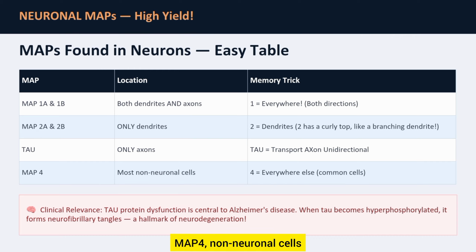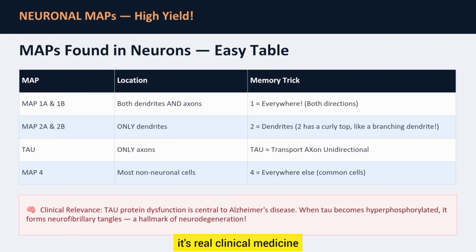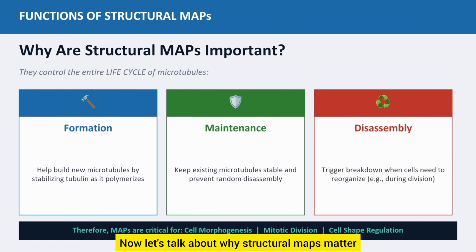MAP 4, non-neuronal cells. And one very important clinical point: tau is directly linked to Alzheimer's disease. When tau protein becomes abnormally phosphorylated, it forms neurofibrillary tangles, which are a hallmark of Alzheimer's. So knowing tau is not just exam knowledge, it's real clinical medicine. Now let's talk about why structural MAPs matter, their significance for the cell.